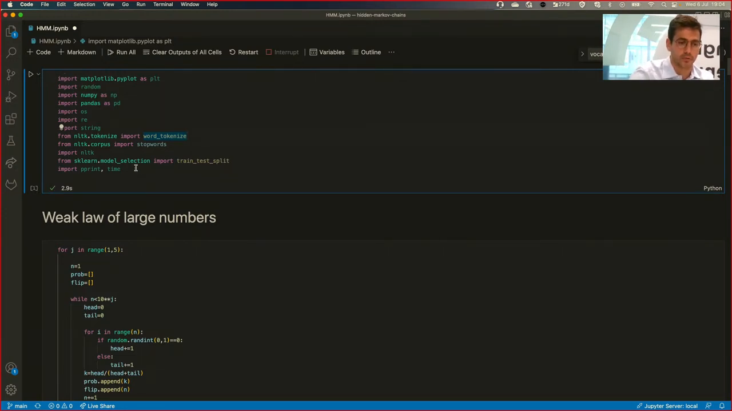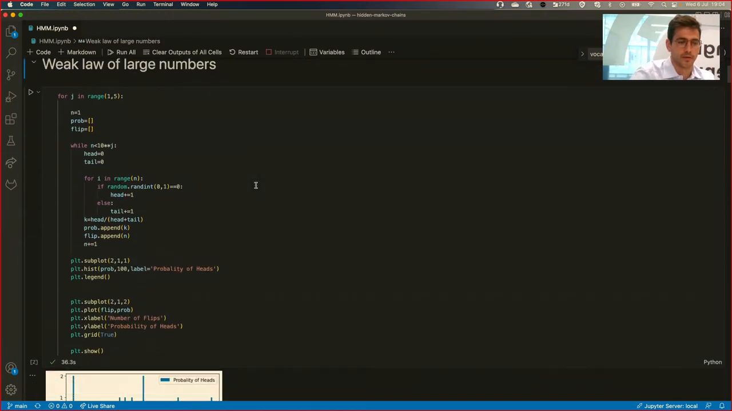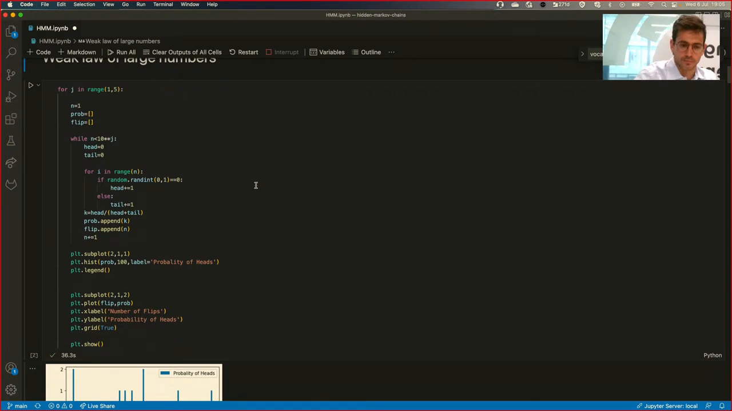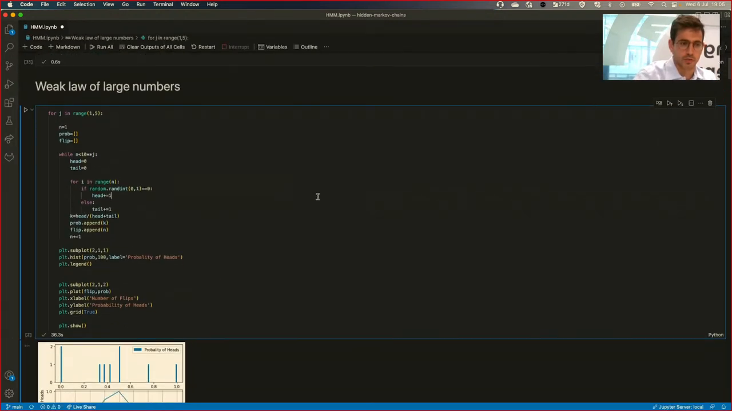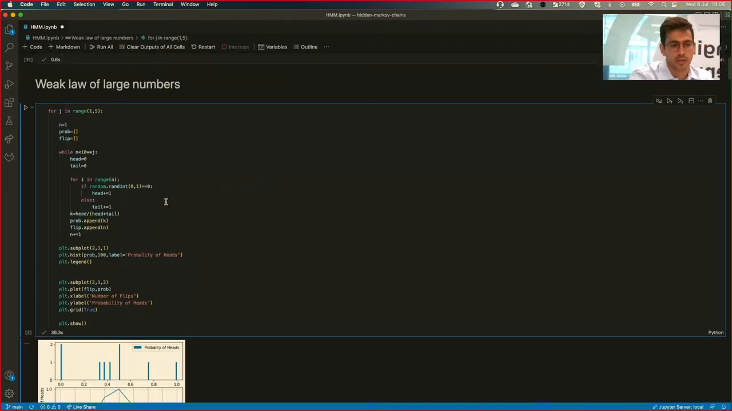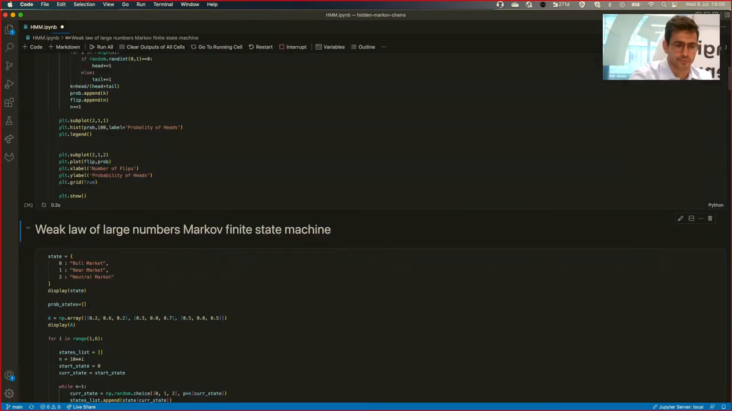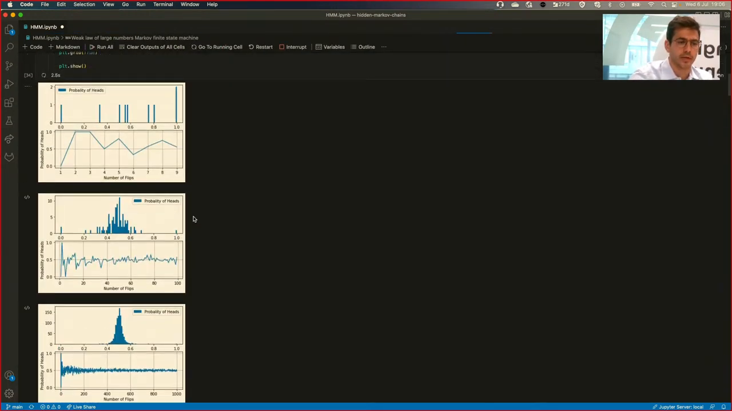Nothing out of the ordinary when it comes to the libraries we need to load. Let's try to look at the first one, which is the weak law of large numbers. Essentially, we have a heads and tails fair coin here. We are going to execute 5 experiments through 10, 100, 1,000, and 10,000 iterations. And we're going to see how the probability of heads fluctuates with this experiment.